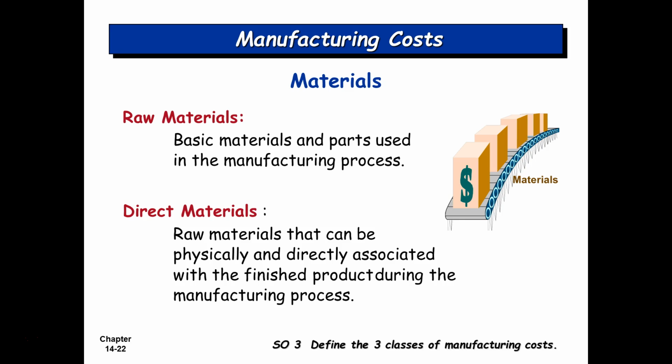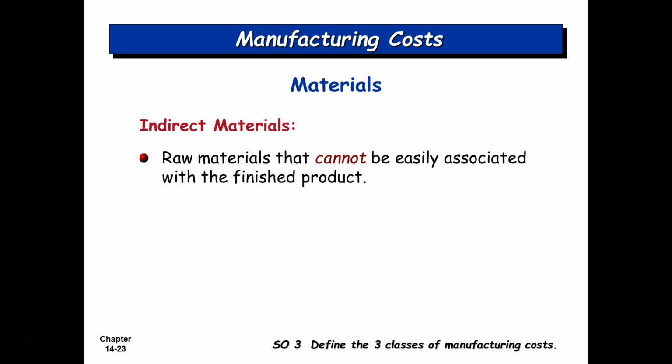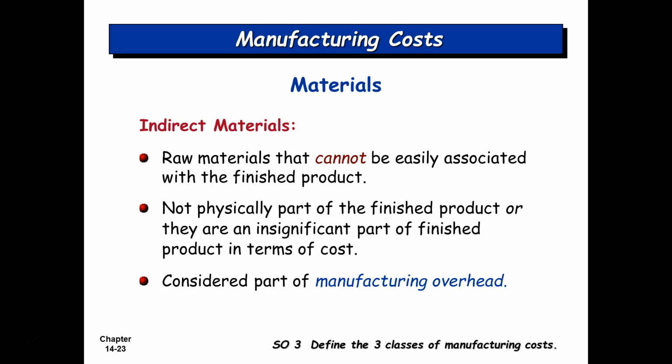Well, an indirect material is raw materials that cannot be easily associated with the finished product. Maybe it's not physically part of the finished product, or it's such an insignificant part of the finished product in terms of cost that we don't consider it part of the direct materials. We consider it manufacturing overhead. So maybe in our example of chairs, the glue might be something where we're not sure specifically how much of it will go to the chair. It's going to be an indirect cost, but it does vary.